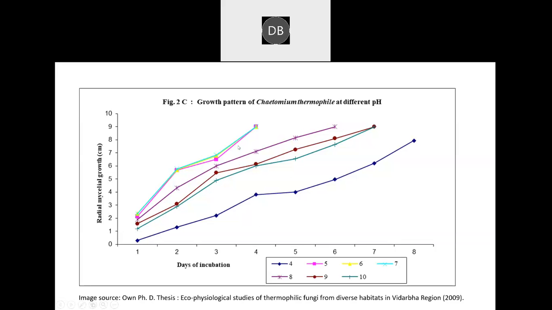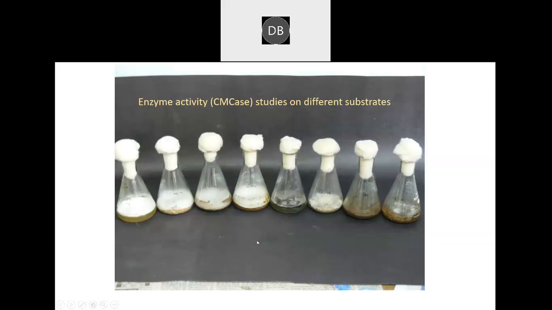Growth patterns of Chaetomium thermophile at different pH. This graph shows the growth pattern of Chaetomium thermophile at different pH. A pH range of 4 to 10 was given, and pH 5, 6, and 7 were supportive for growth, which was completed in 4 days.